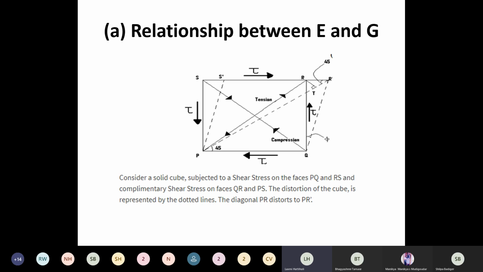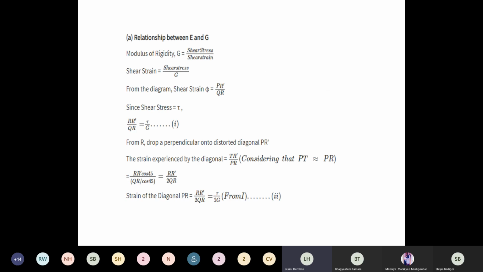Because we know what cos 45 is, adjacent divided by hypotenuse, that is TR divided by RR dash. So you can write that, consider the triangle, write down cos 45, then you can substitute. So that's what I have written here. Similarly, PR I can write as QR by cos 45. So consider the same triangle and you can write it.